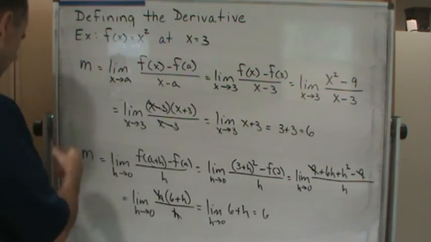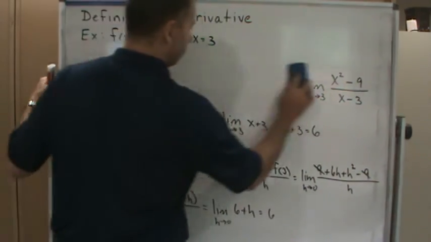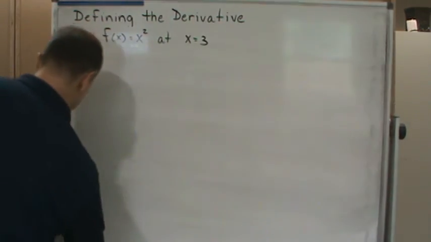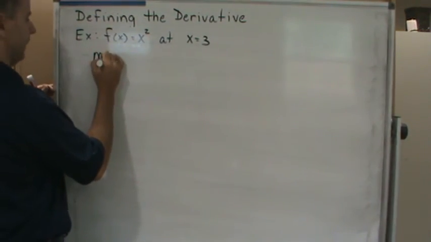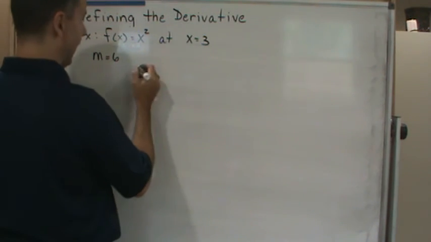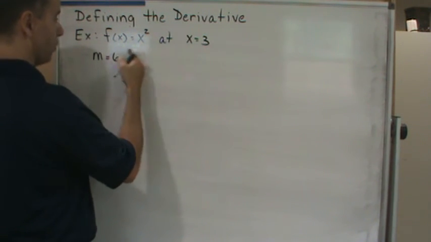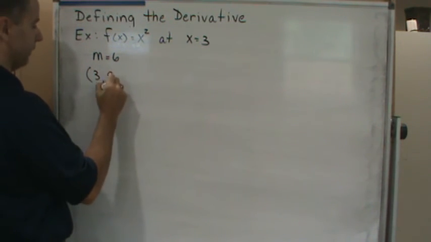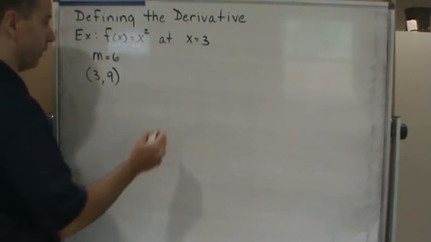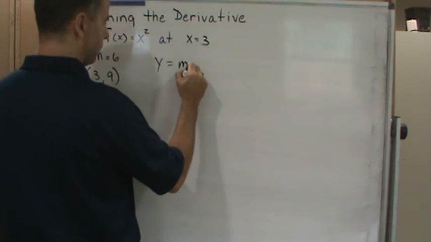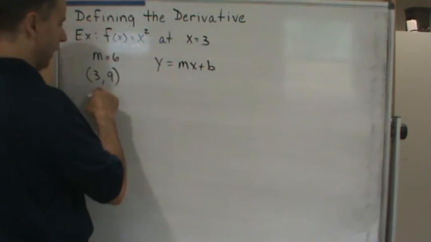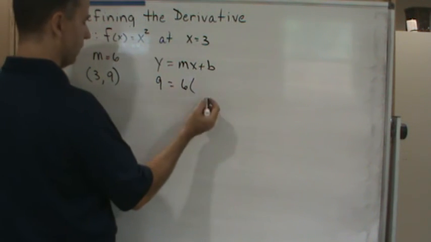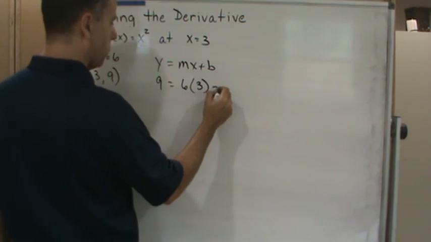Okay, so now that we got the slope, everything else is algebra. So the slope is 6. Right, so m equals 6, and now what do we got? We got x and f of x. So what point are we at? Well, the point that we're at is (3, 9). So guess what? Now all we have to do is algebra. y equals mx plus b. You've got your point, so 9 equals the slope, 6, times x, which is 3, plus b.